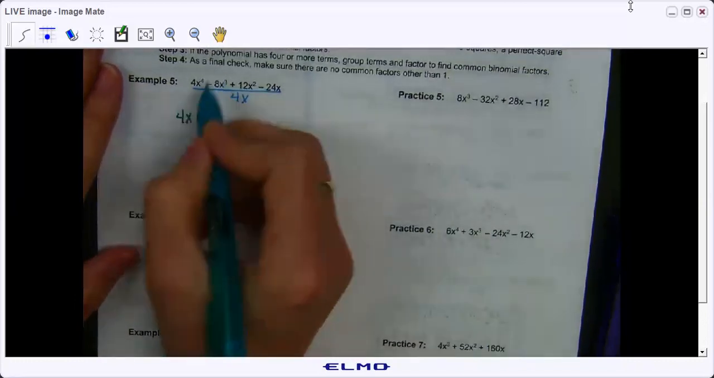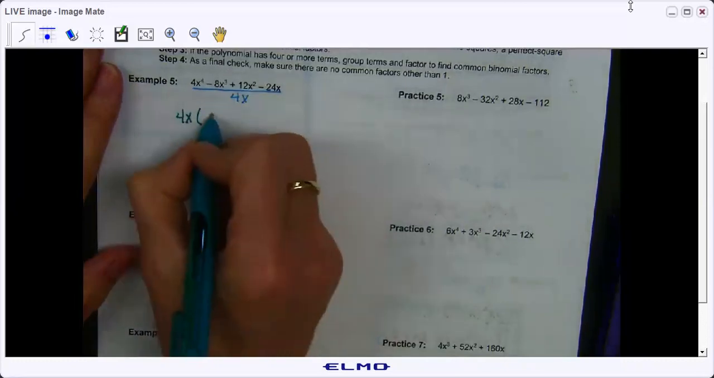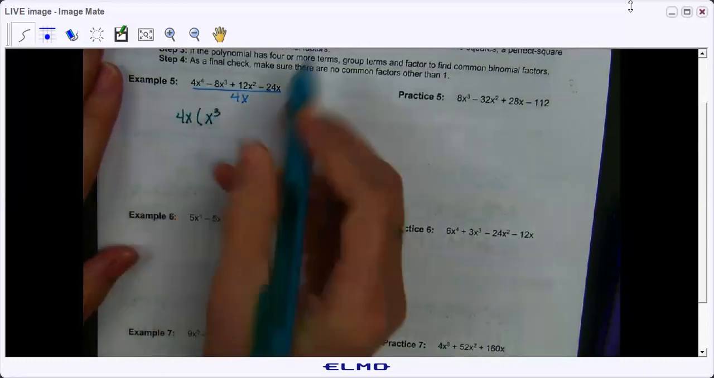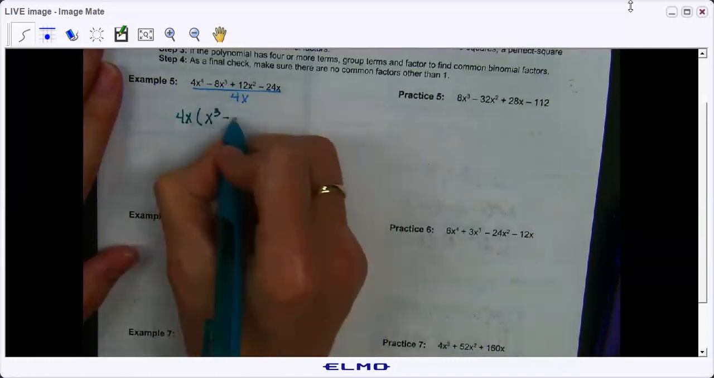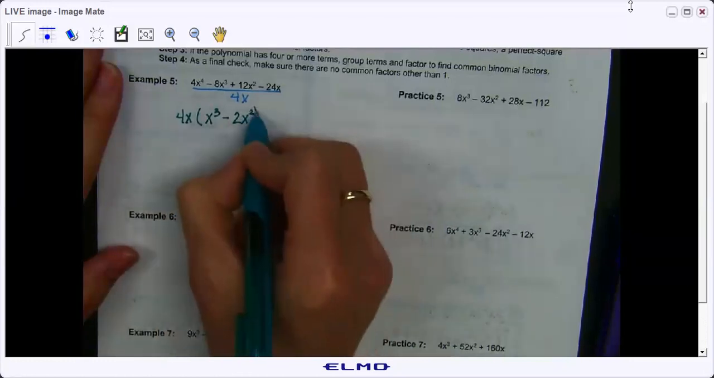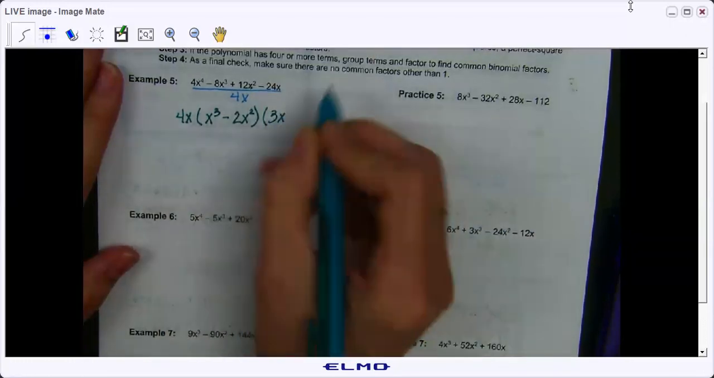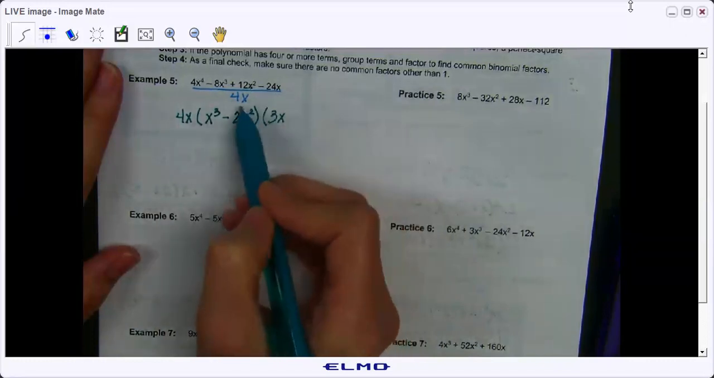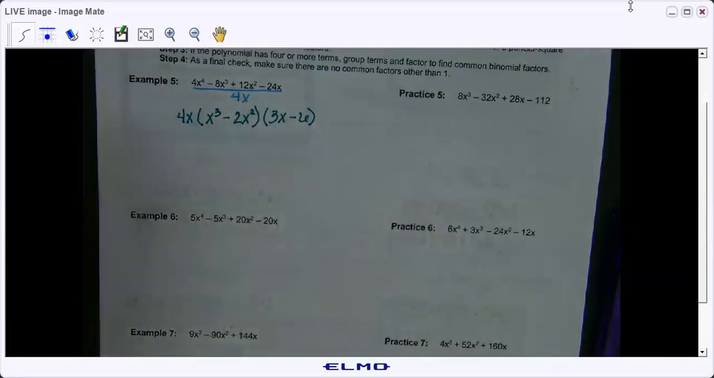And when I write out the problem, I'm going to go ahead and group it as I go. So 4x to the 4th divided by 4x is x cubed. Negative 8x cubed divided by 4x is negative 2x squared. That's one group. 12x squared divided by 4x is 3x. And negative 24x divided by 4x is negative 6.